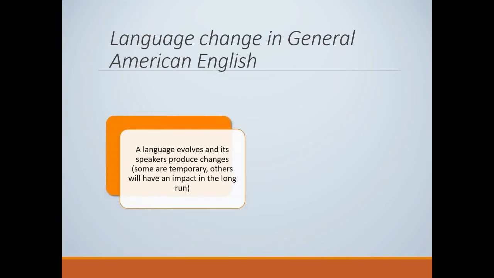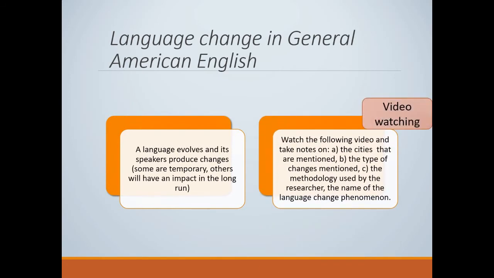Okay, so why does that happen? Because we know that a language keeps evolving, and every speaker of the language and every speaker of a variety, whether it is a regional variety, social variety, or so on, they produce changes that may be fashionable, temporary, but others that are going to be established in the long run in the particular variety, in this case, American English. So we're going to watch now a video by a very famous linguist discussing the type of changes that are currently occurring in American English.